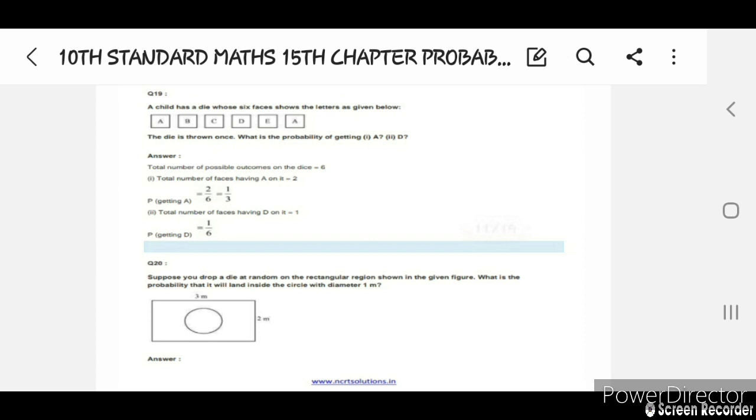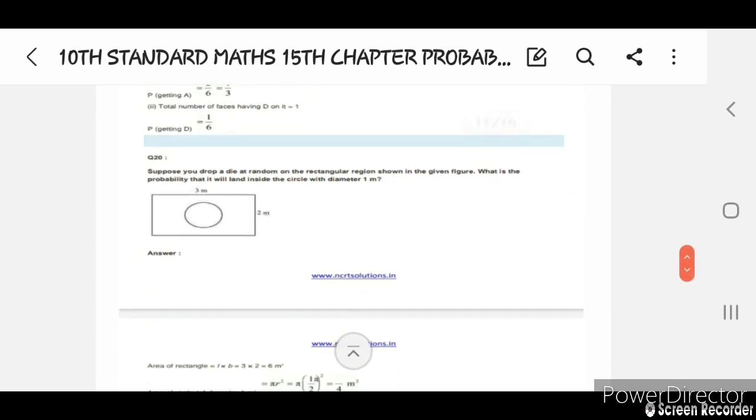Total number of possible outcomes is the total number of faces, and the favourable ones are those showing A, which gives 1 by 3. For D, the number of faces with D on it is 1, because see, only one D is present. So therefore it is equal to 1 by 6 is the probability of getting a face having D on the die.